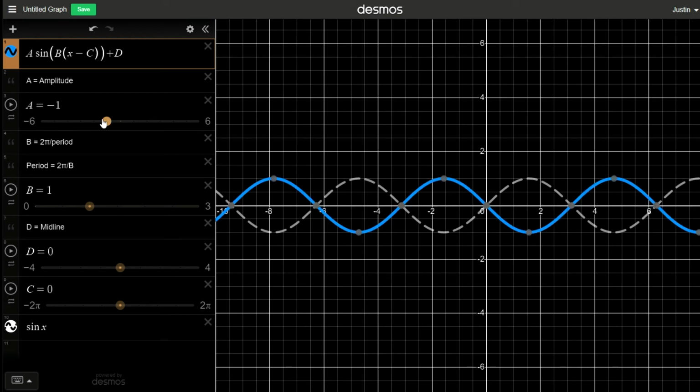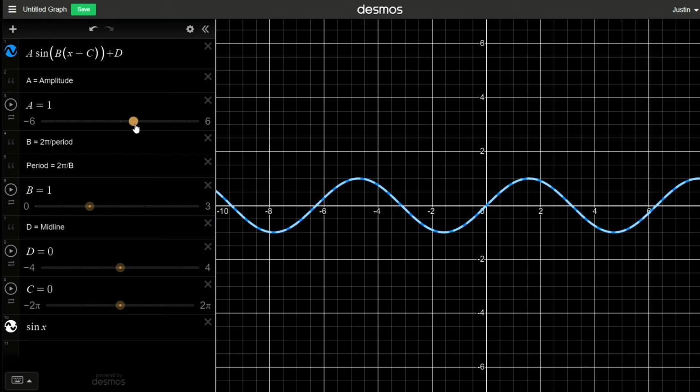Alternatively, I can actually make it smaller. In fact, I can make it negative. So see, if I have a negative a, then actually, this is still an amplitude of 1, right? Because it's going up 1 and down 1. But notice that it's now an upside down version of the original sine function. So it's just something interesting to see with the amplitude.